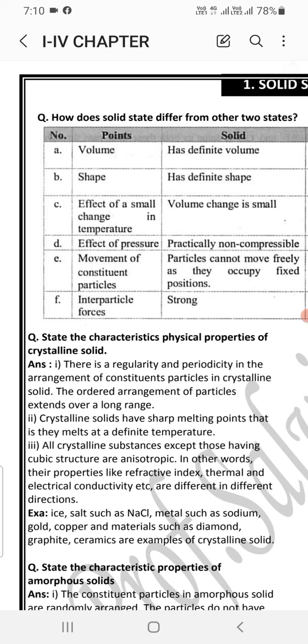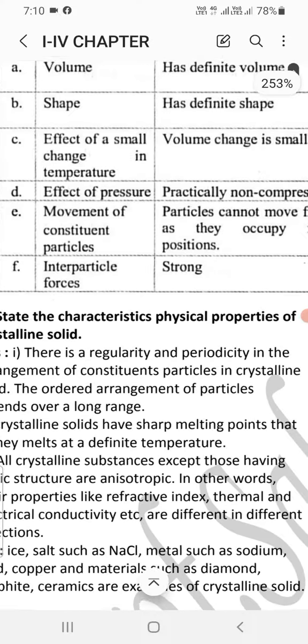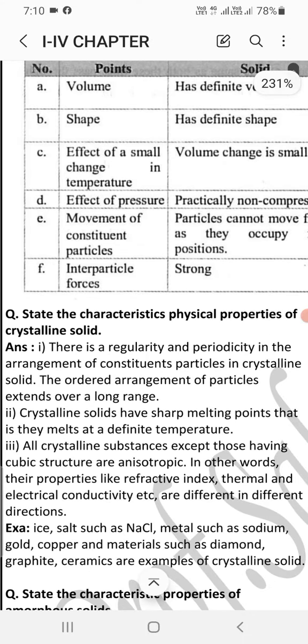Now the next part of solid state is characteristic physical properties of crystalline solid. First point, there is a regularity and periodicity in the arrangement of constituent particles in crystalline solid. The ordered arrangement of particles extends over a long range. That is the first characteristic of crystalline solid.